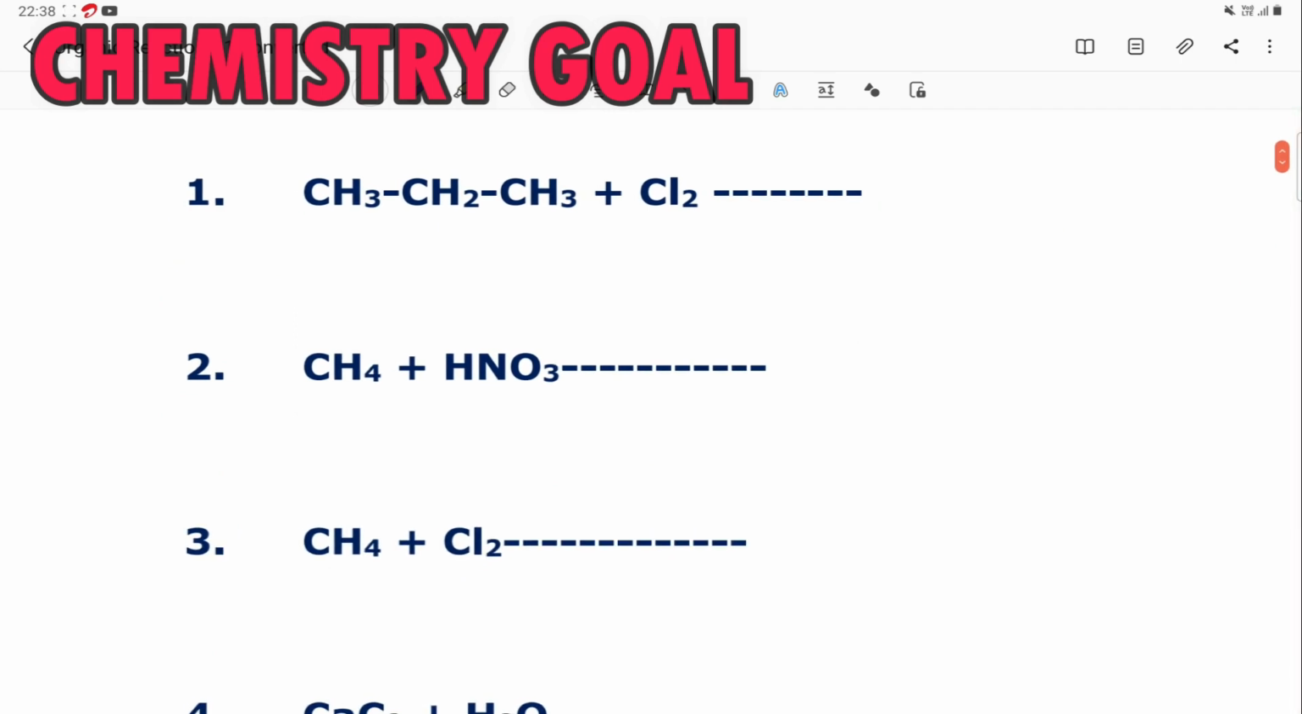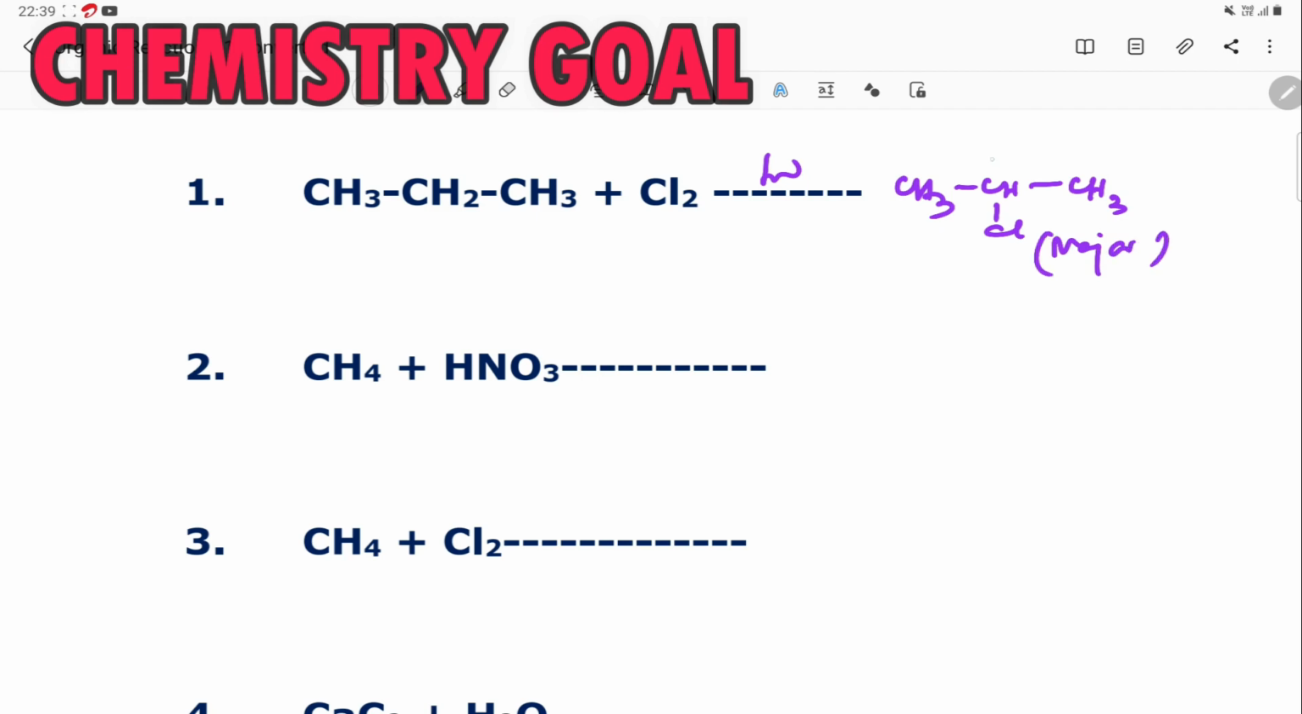First reaction, that is CH3 CH2 CH3, that is called propane, reacts with chlorine in presence of light. What is the product? We know it is the free radical substitution. Here the product will always be the stable product. Here the main product is your CH3 CHCl CH3. This is the main product. This is the major product.